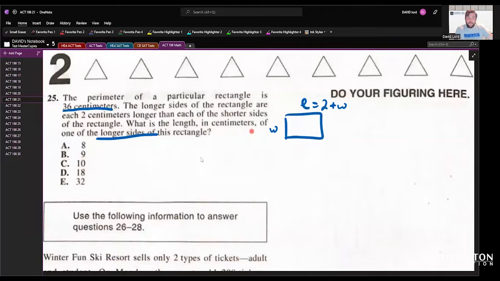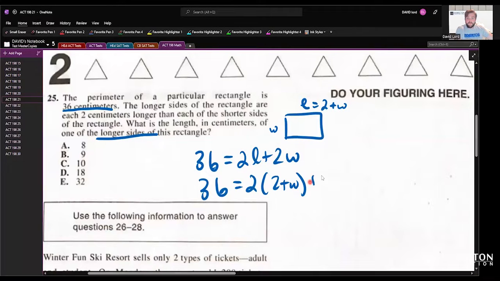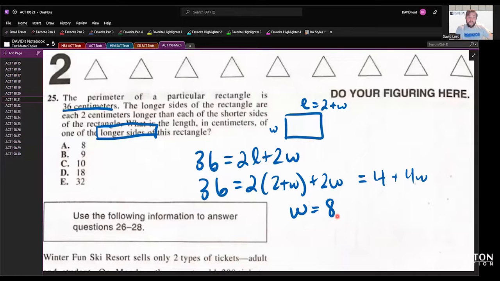Perimeter is adding up all the sides. So 36 is equal to 2L plus 2W. But we're going to make it all in terms of W. So 36 is equal to 2 times (2 plus W) plus 2W, which is going to be 4 plus 4W. Solving for W, we get a grand total of 8. But again, it said what is the longer side? So we have to add 2 to that. So then L would equal 10, and our answer is C, not A.